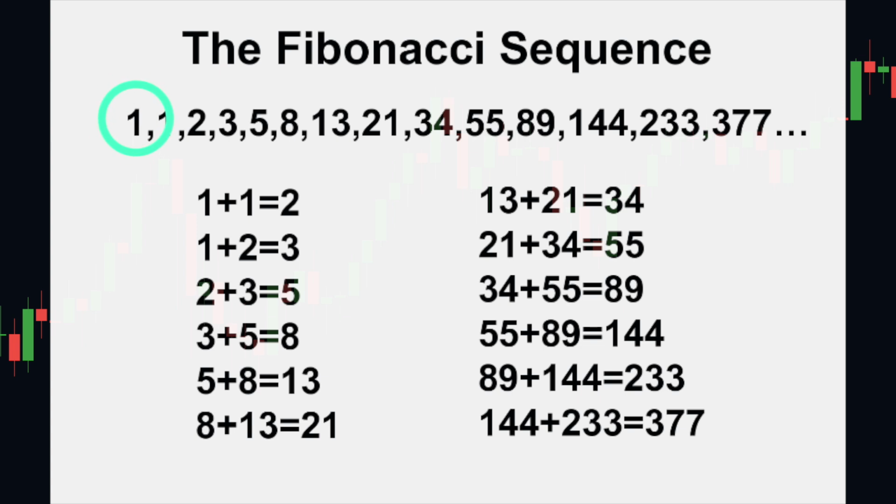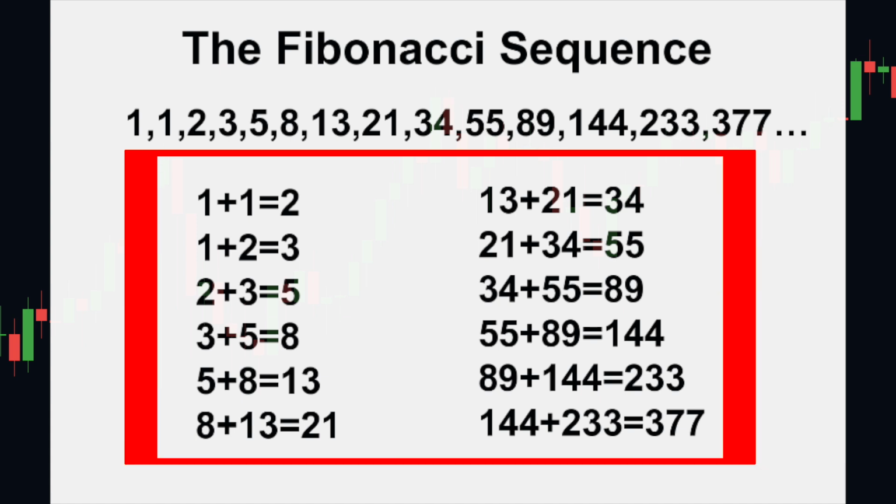For instance, 0 plus 1 equals 1, then 1 plus 1 equals 2, then 1 plus 2 equals 3, then 2 plus 3 equals 5, and so on. The previous two Fibonacci numbers add up to any given Fibonacci number.